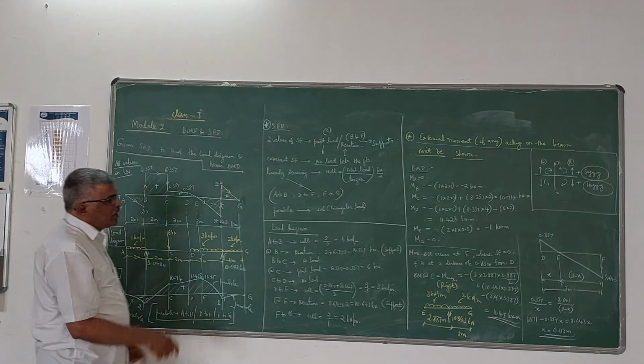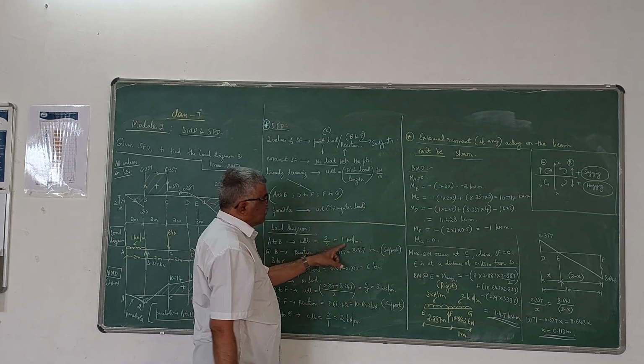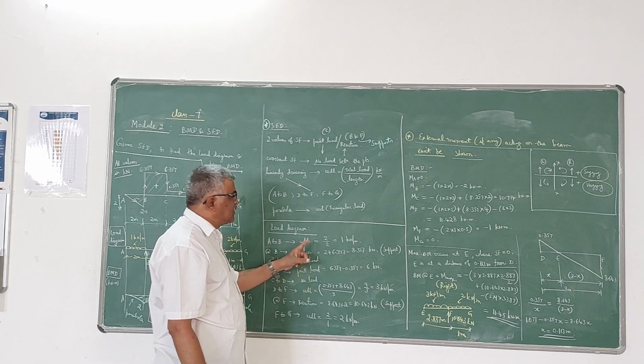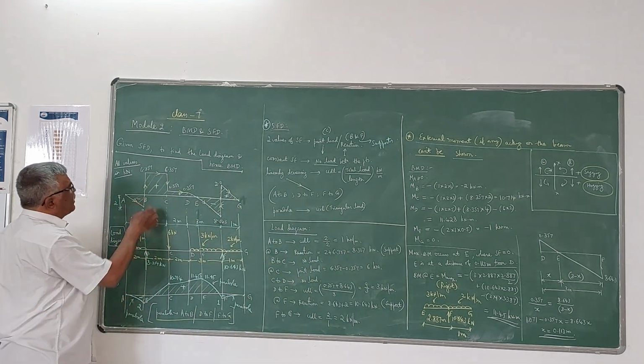Span is 2 meters. That means total load 2 divided by span 2, so you will get 1. 1 kilonewton per meter is the UDL acting from A to B. Next, at B.